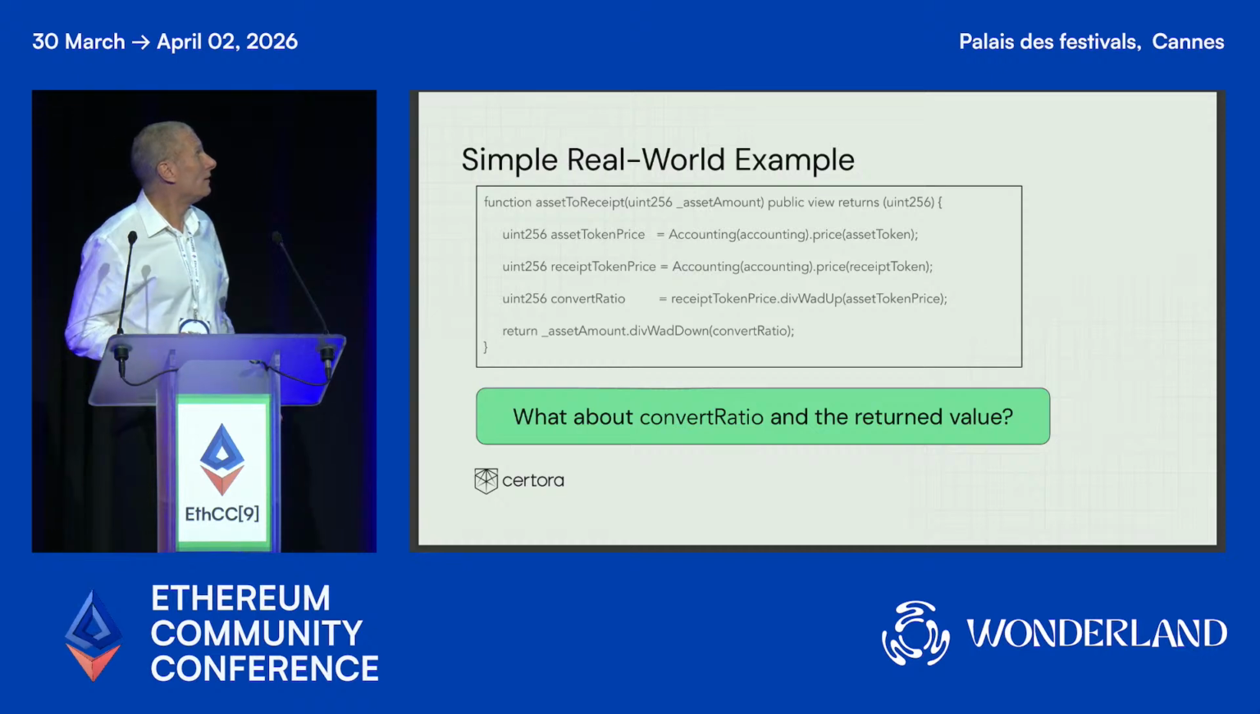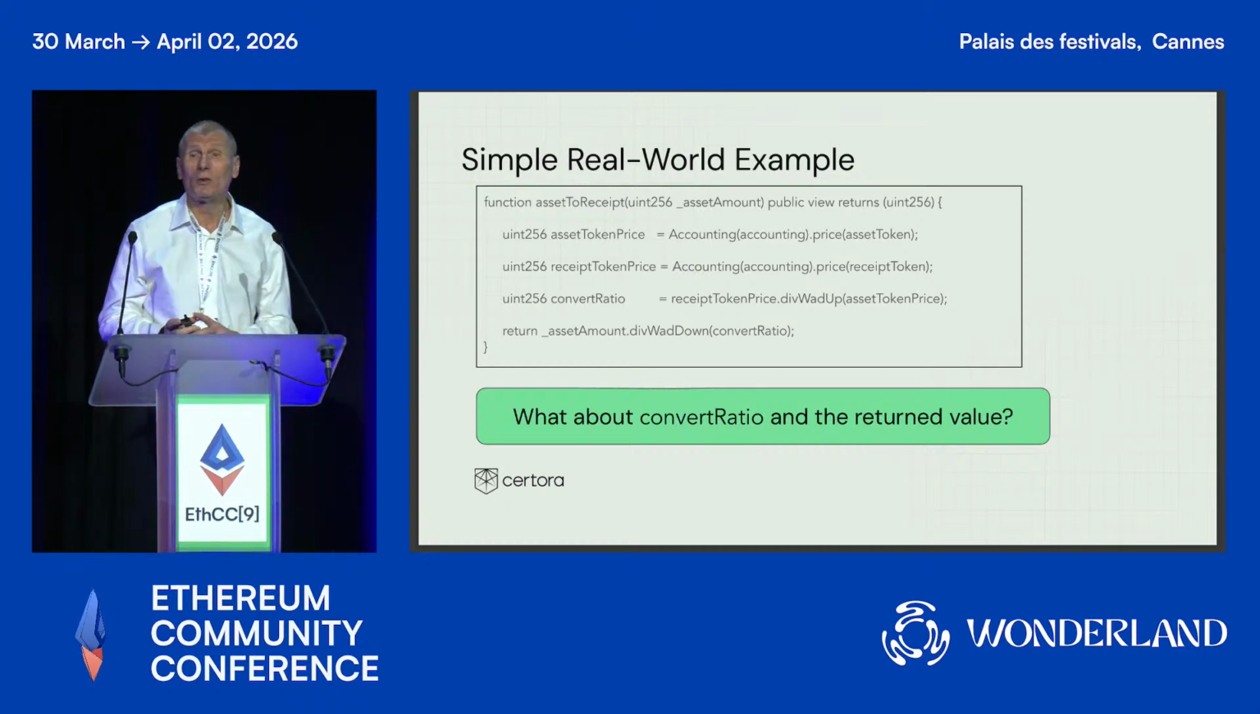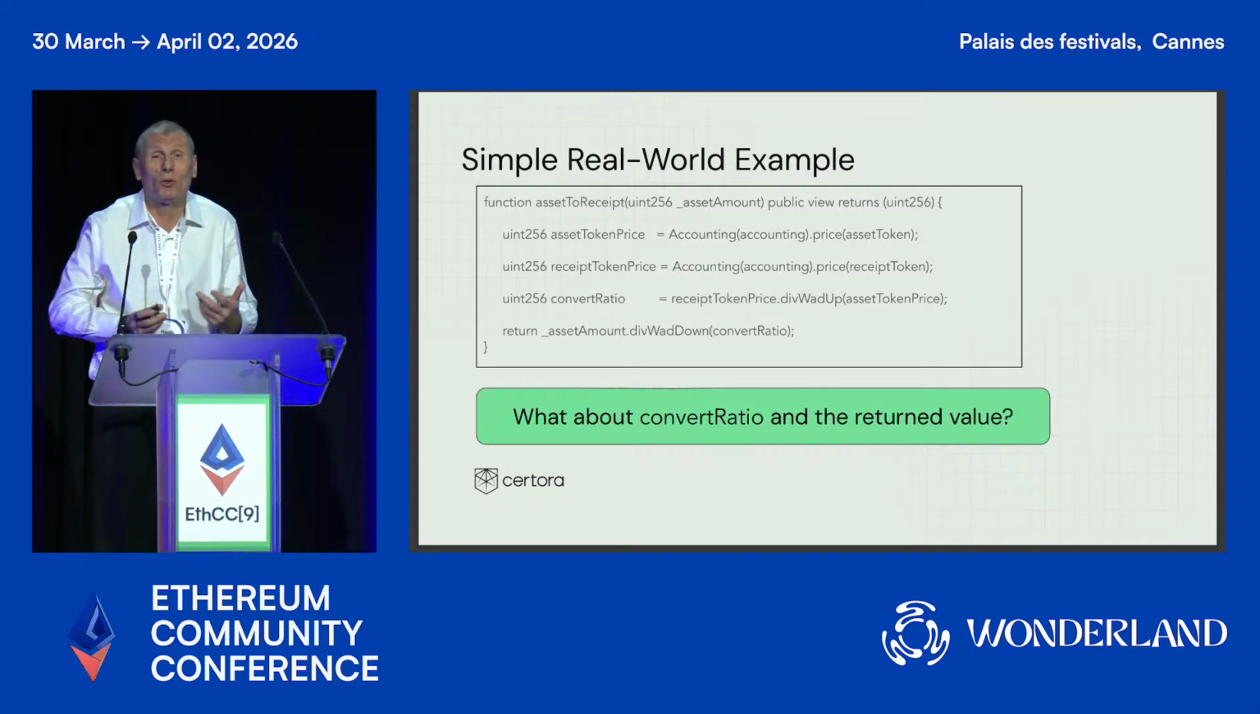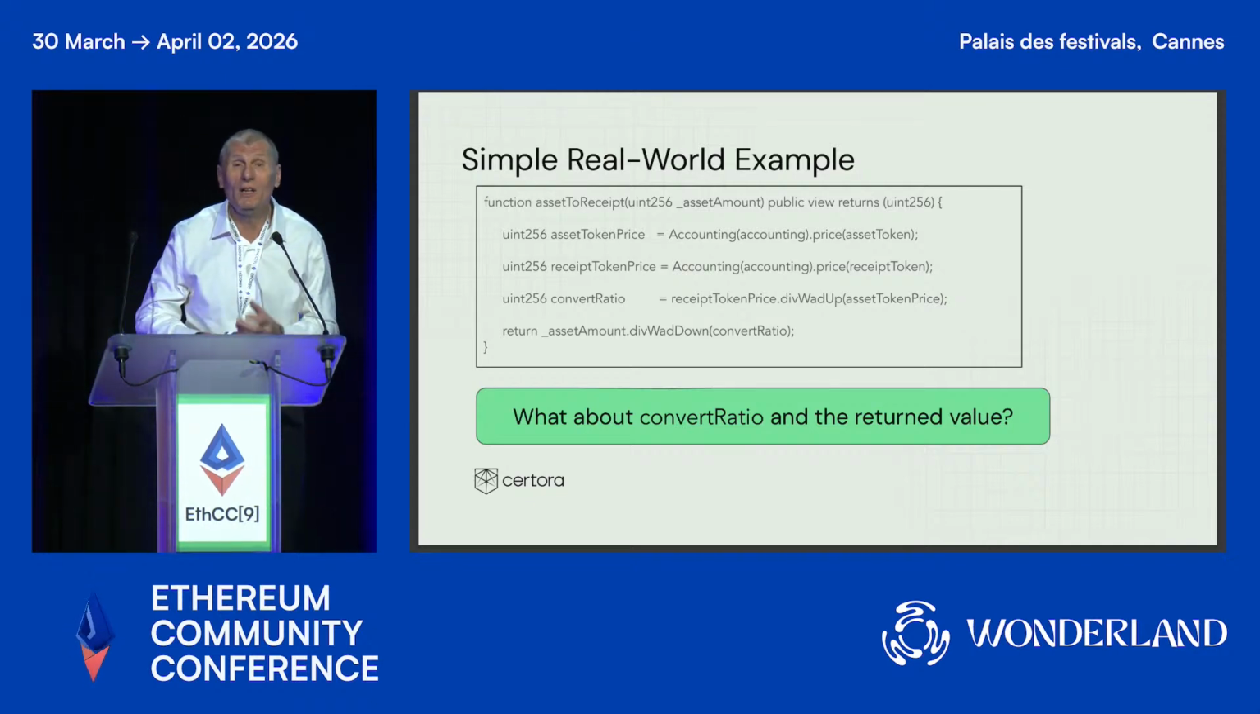Okay, so let's see this example. How do we know about the return value? How does the tool say? And as I said, the tool doesn't understand natural language. It only understands the code.